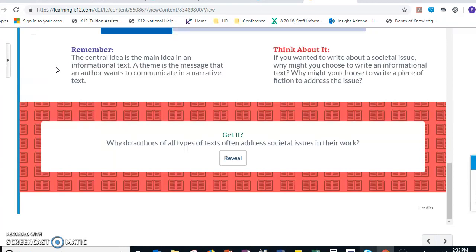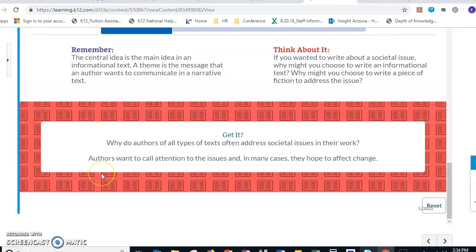Think about it. If you wanted to write about a societal issue, why might you choose to write an informational text? Why might you choose to write a piece of fiction to address the issue? Why do authors of all types of texts often address societal issues in their work? Authors want to call attention to the issues, and in many cases, they hope to affect change.